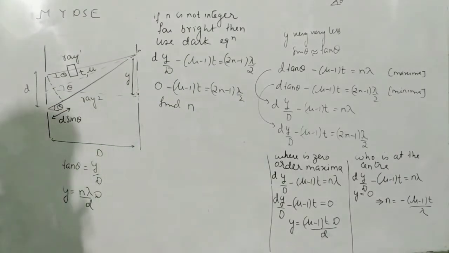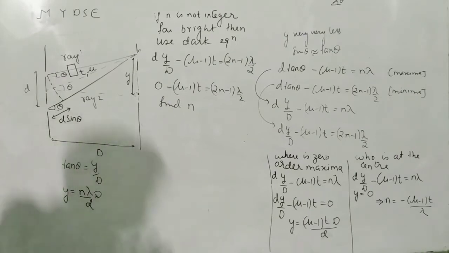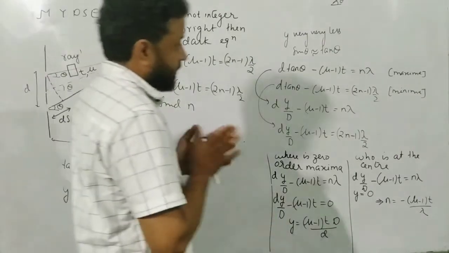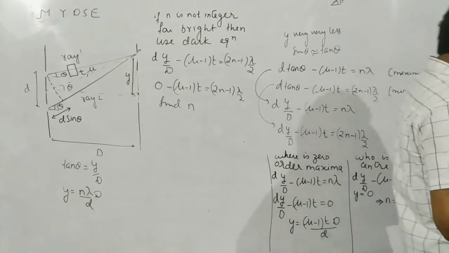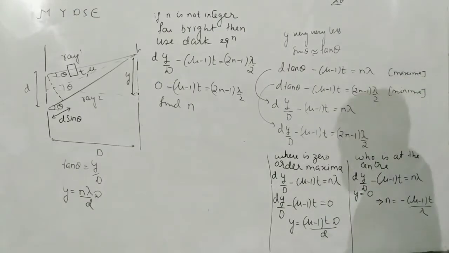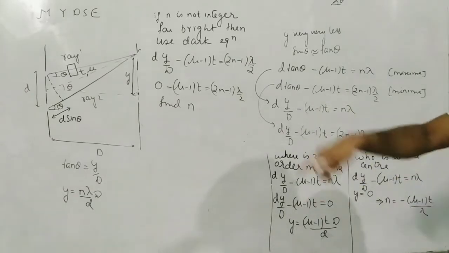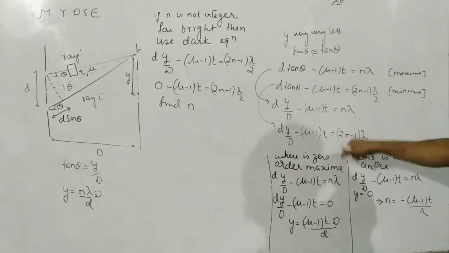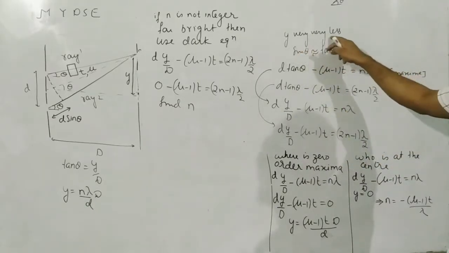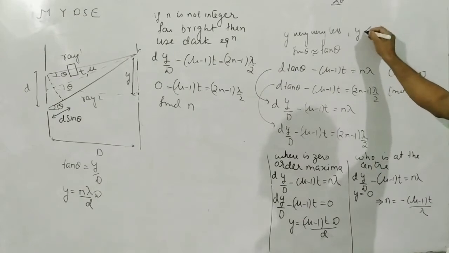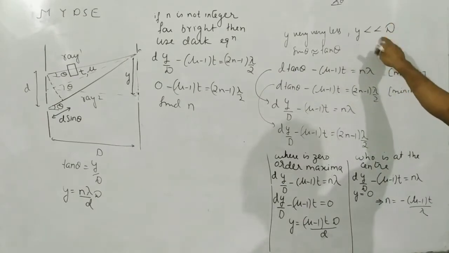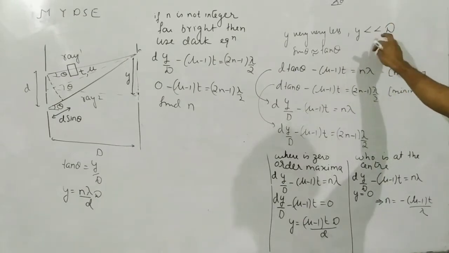Now, there is a small catch over here, because these are very, very tricky questions. In the note, when you are noting this down, when I say y very, very less, it means y should be very, very less than capital D. Just modify this part.